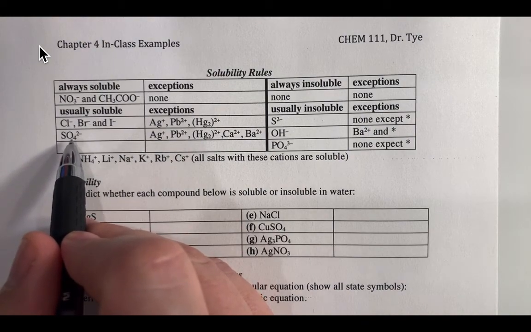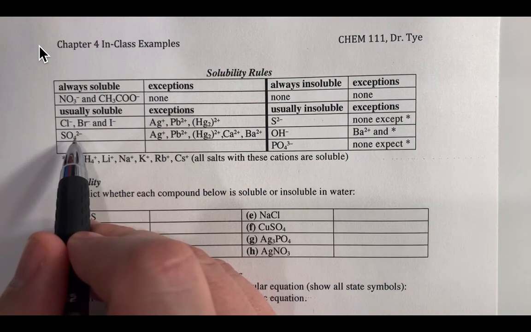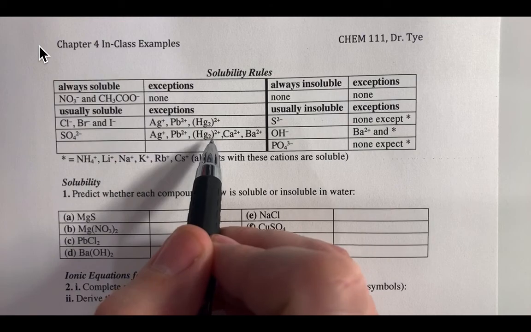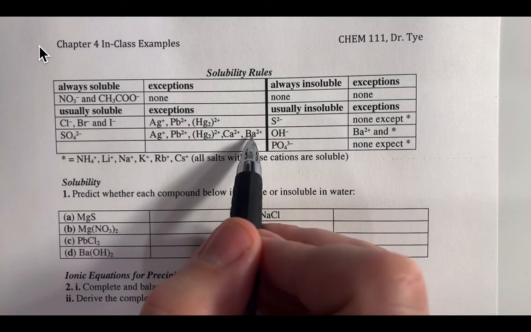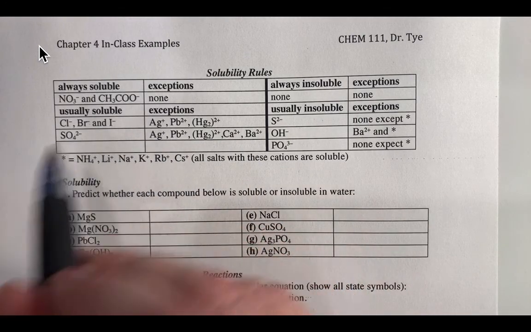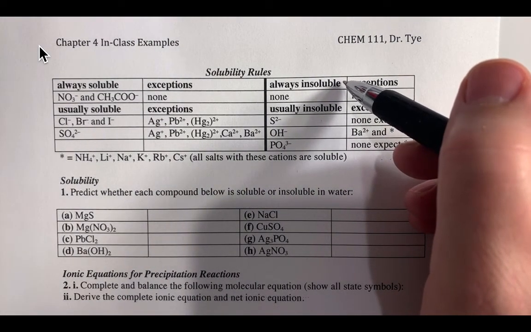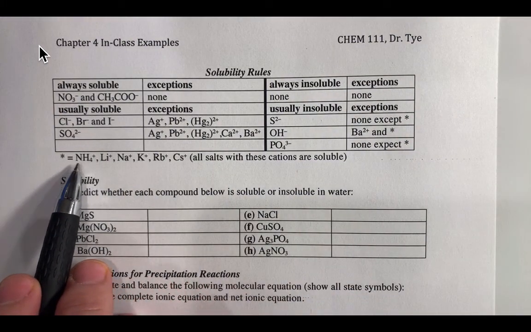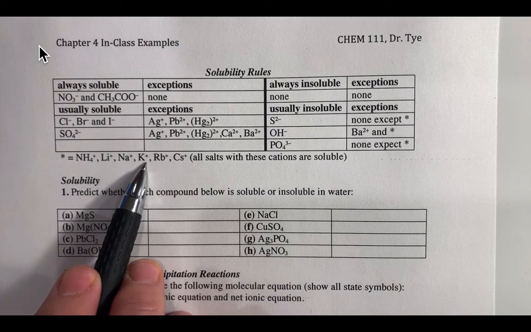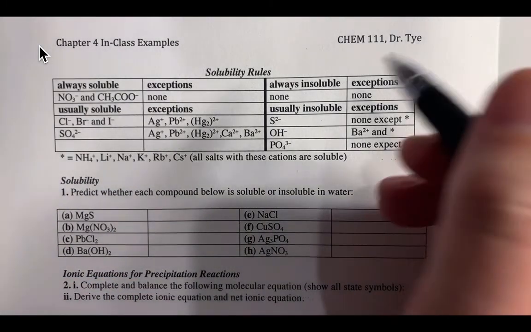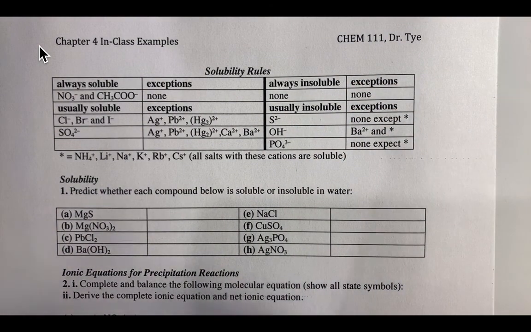And then sulfate. The vast majority of metals with sulfate will be soluble. However, silver, lead, mercury, insoluble. And for sulfate, there's two more. Calcium and barium are also insoluble. So barium sulfate, calcium sulfate, silver sulfate, all of those are insoluble. There's no anions that are always insoluble, and that's because if we have ammonium, lithium, sodium, potassium, rubidium, or cesium, any of those cations with any of the anions, it makes it soluble.